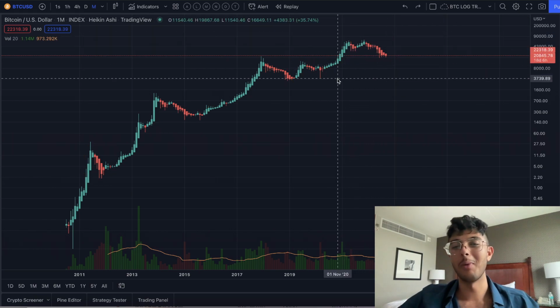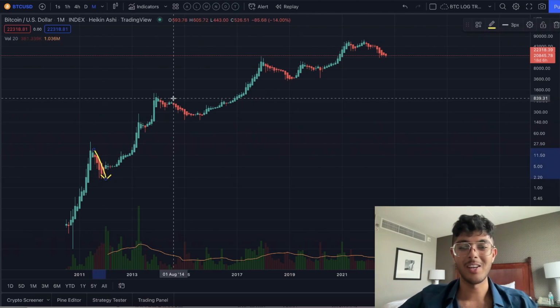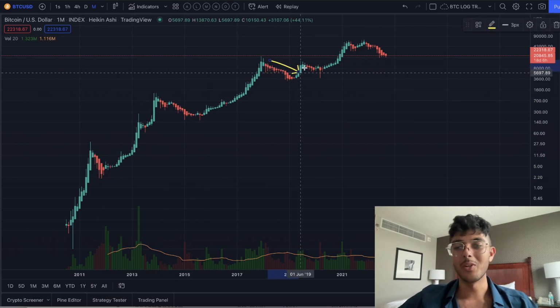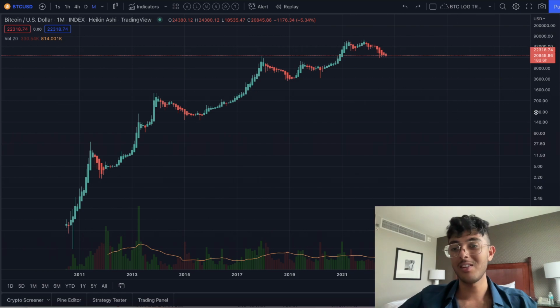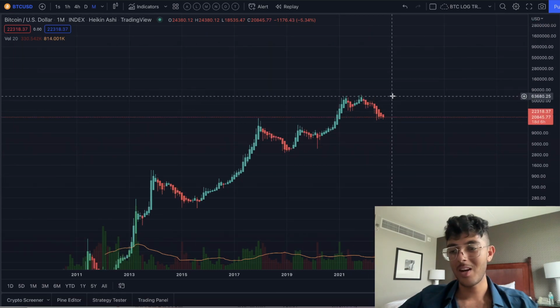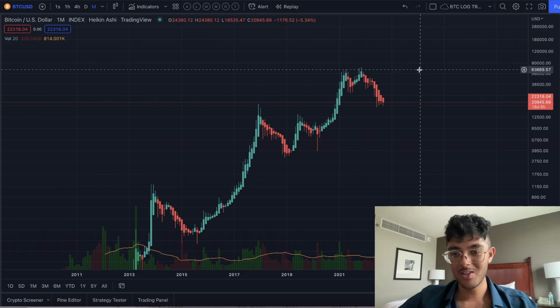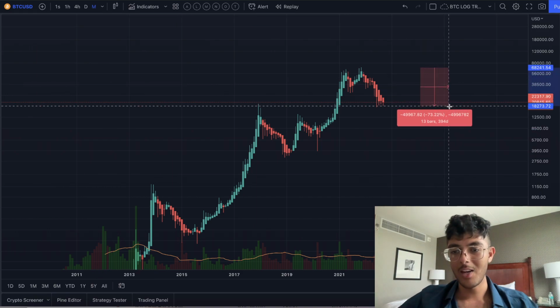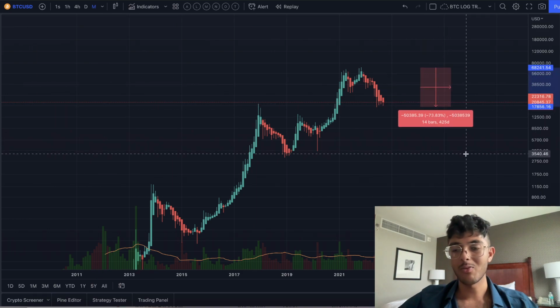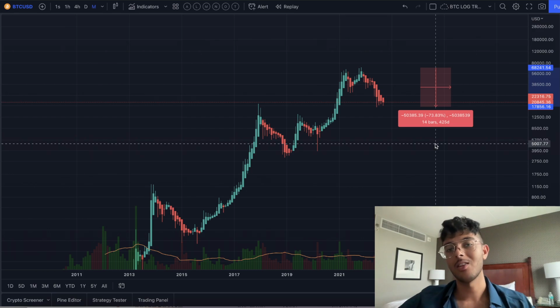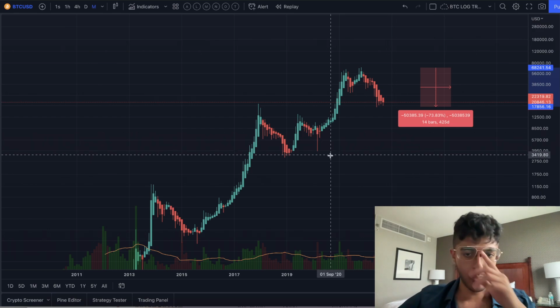And it doesn't even look too bad. It really doesn't. You look at the crash right here, you look at the crash right here. We're doing better this time. Percentage wise, this crash isn't actually that bad. Let's put this in perspective really quick. From high to low, this was a 73% crash using Heikin Ashi candles. It was a little bit more than that, I think, with normal candles.